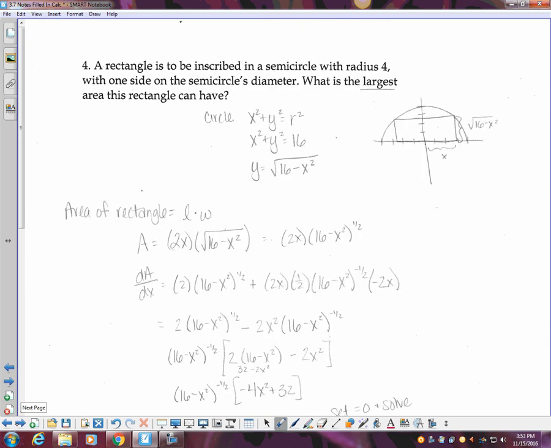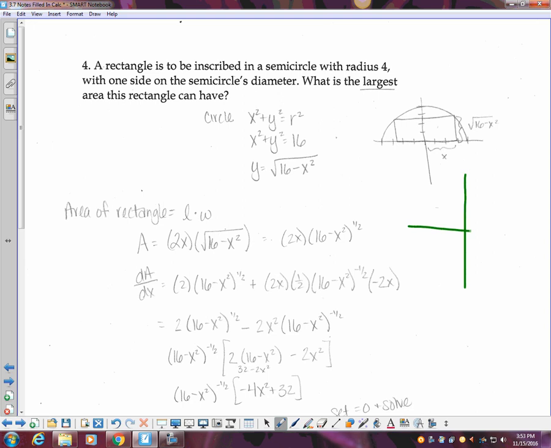A rectangle is to be inscribed in a semicircle with radius 4, with one side on the semicircle's diameter. What is the largest area this rectangle can have? That's a lot, so let's stop. A rectangle is to be inscribed in a semicircle with radius 4. Let's look at my drawing.